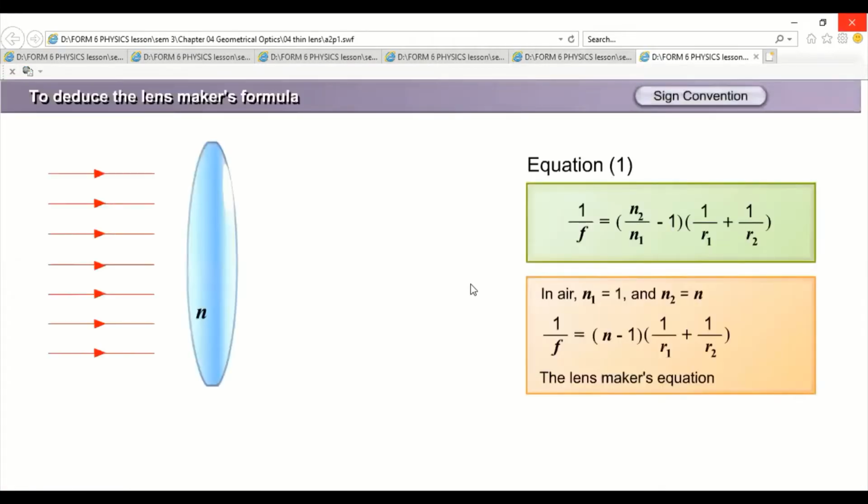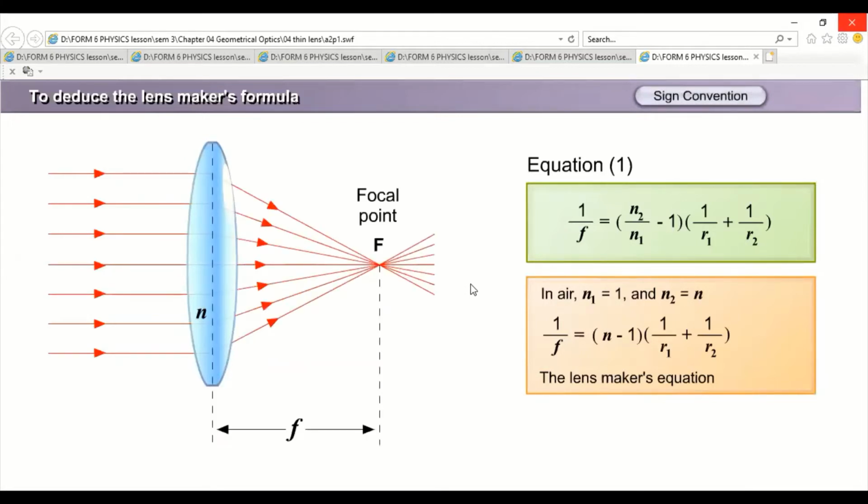Ladies and gentlemen, let's look at the convex lens, or the converging lens. The parallel light rays, after passing through the convex lens, are refracted to a point of focus, where the refractive index of the lens is N, the focal point is F, and the focal length is small f. By using the formula, 1 over F equals N2 over N1 minus 1 times 1 over R1 plus 1 over R2.